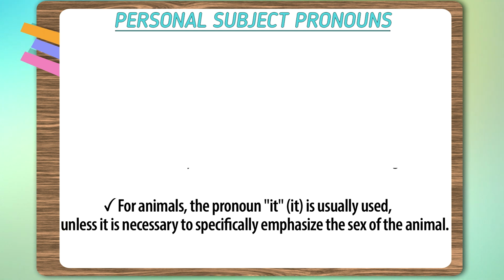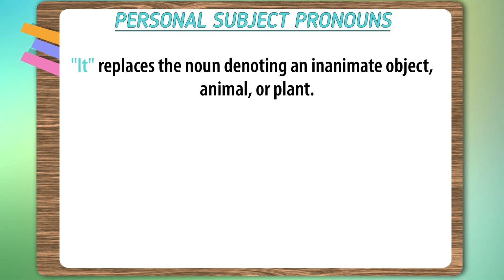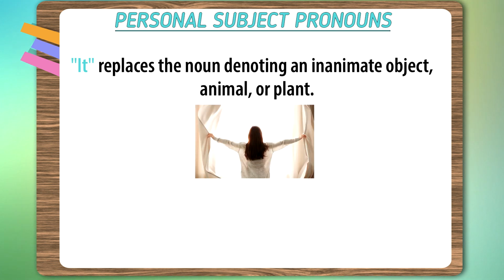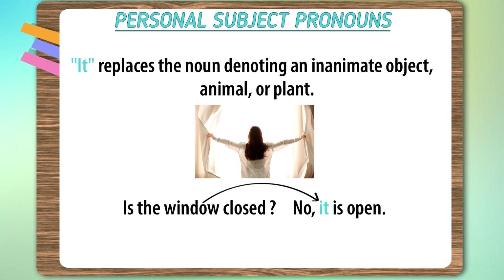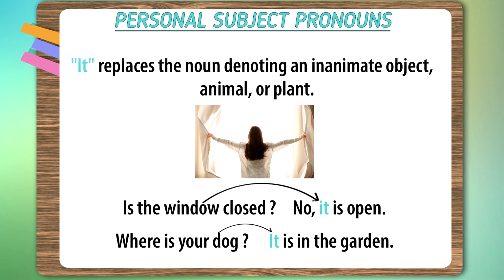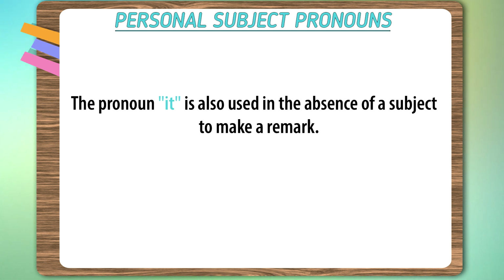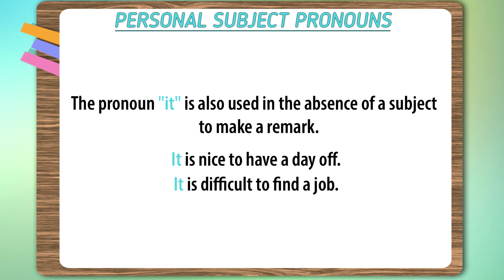The pronoun it replaces the noun denoting an inanimate object, animal or plant. Also in English, it replaces the noun child. For example, is the window closed? No, it is open. Where is your dog? It is in the garden. The pronoun it is also used in the absence of a subject to make a remark. It is nice to have a day off. It is difficult to find a job.